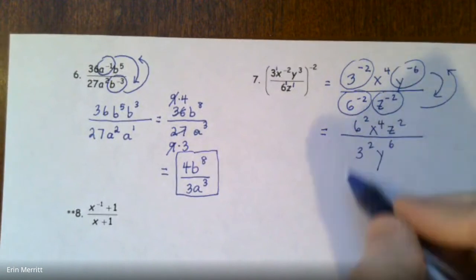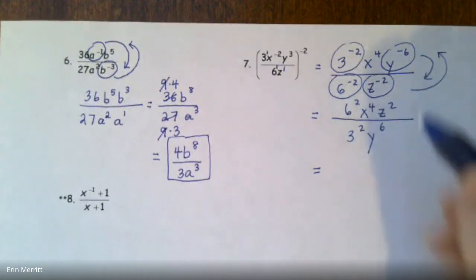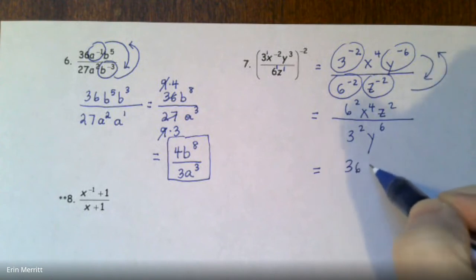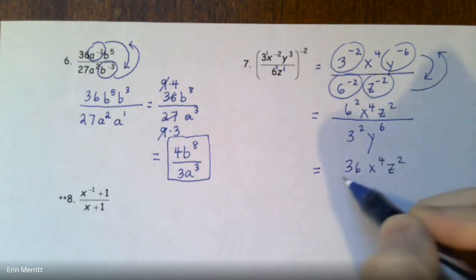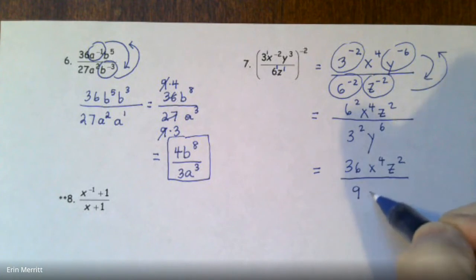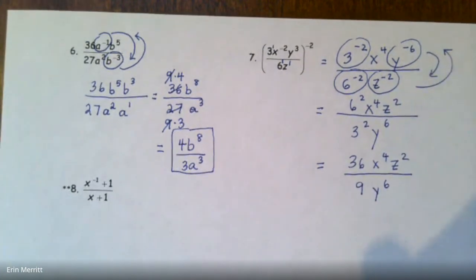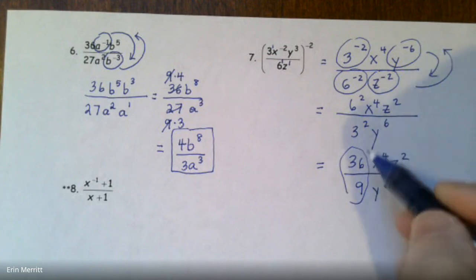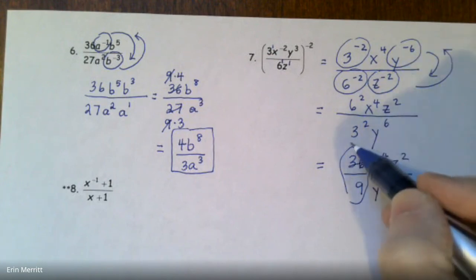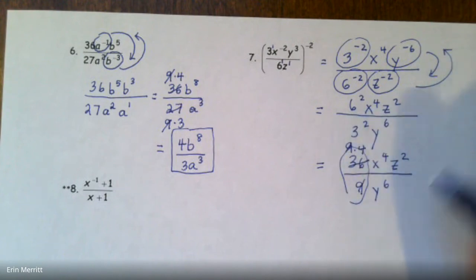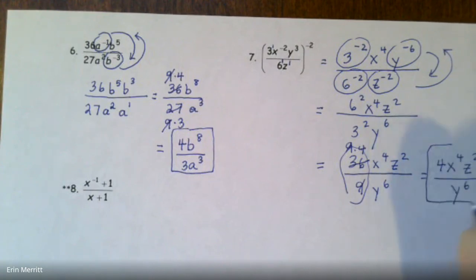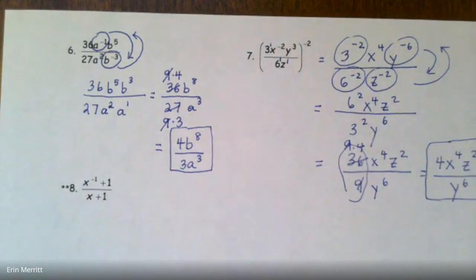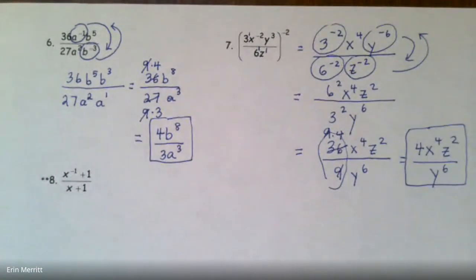All right. Now that everything's raised to a positive exponent, let's kind of clean things up. So 6 squared is 36. X to the 4th, z to the 2nd. 3 squared is 9, and then y to the 6th. And then the only other thing that can simplify here is this. So I can either think of it as just 36 divided by 9, or I can think that 36 is 9 times 4, cancel the 9s, and I'm left with 4x to the 4th, z to the 2nd, y to the 6th. All right. So many methods will get you there. You just have to decide on one.